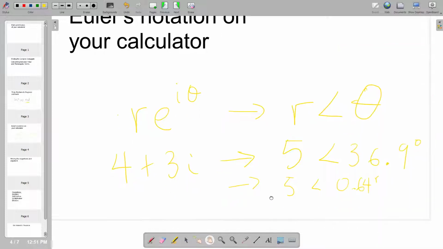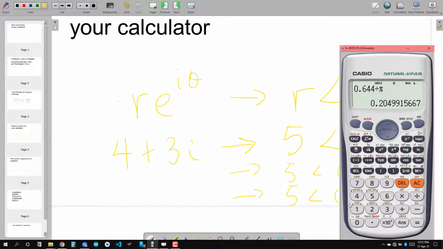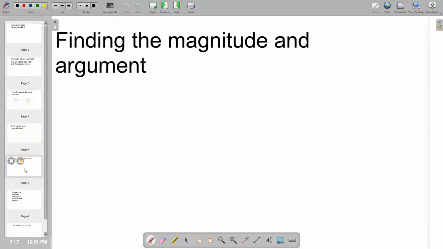So this is the same as angle 0.205 pi radians. Really simple. Moving on, finding the magnitude and argument. Like I've said earlier, for magnitude and argument, you simply need to convert to Euler's notation. It gives you the magnitude and the argument, so we will just skip over that.